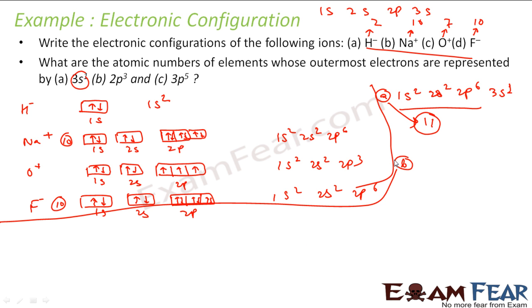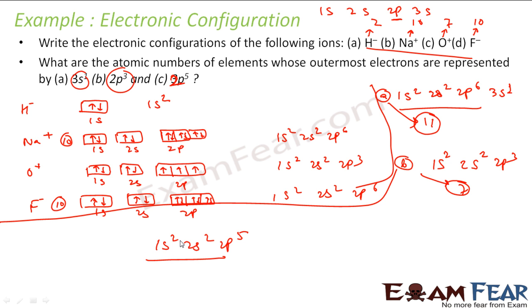Let's take B. For B it is 2p3. Before 2p3 I have 1s and 2s, they should be all filled. So I get 2p3. If you add 2 plus 2, 4 plus 3, 7. So this is atomic number 7. Similarly for 2p5, it's 2p5 actually. So 1s2, 2s2, 2p5. Before this I have to fill everything. This becomes 5 plus 2 plus 2, that is 9.